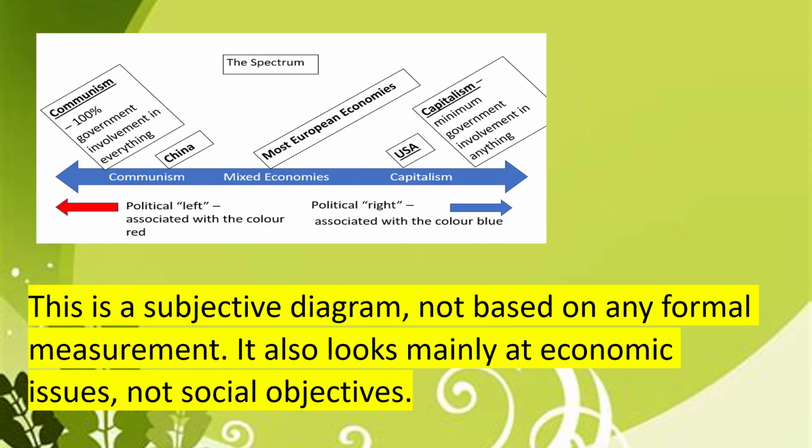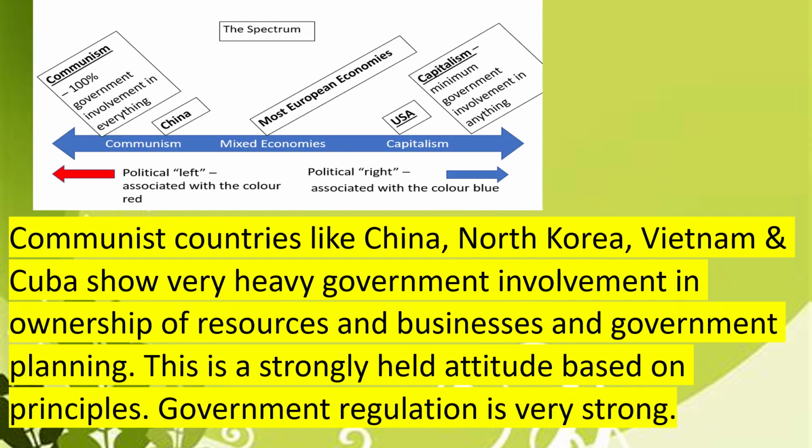So this is a subjective diagram. It's not based on any formal measurement where I put the different countries. And it also looks at economic issues, not at social objectives. Communist countries like China, North Korea, Vietnam, and Cuba show very heavy government involvement in ownership of resources and businesses and government planning. And this is a strongly held attitude based on principles. Government regulation is very strong.